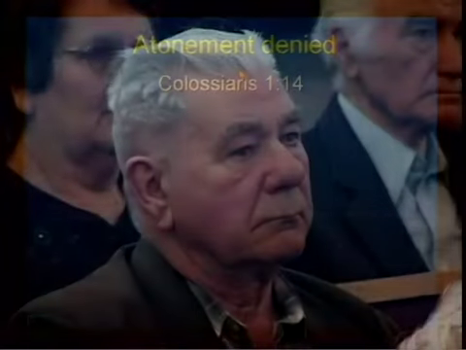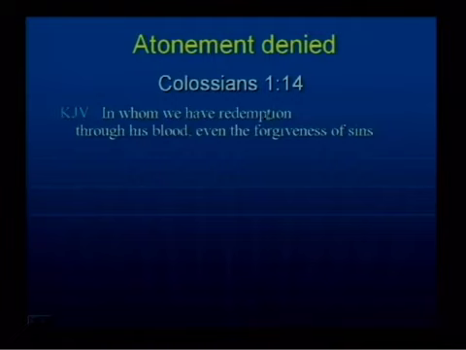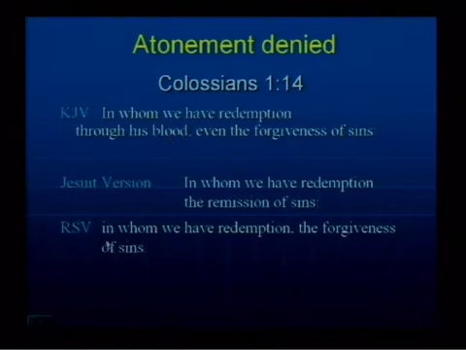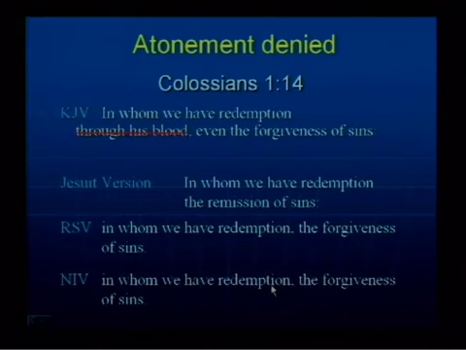Now, remember that Hort denied the atonement. They hated the doctrine that Jesus Christ died for you by the shedding of his blood. Colossians 1:14, King James: "in whom we have redemption through his blood, even the forgiveness of sins." The Jesuit version: "in whom we have redemption, the remission of sins." What's gone? Through his blood. Well, what's the RSV say? "In him we have redemption, the forgiveness of sins." Strange. And the NIV: "in whom we have redemption, the forgiveness of sins." That's the Jesuit Bible. So basically, if you read the NIV, you're reading the Jesuit Bible. Through his blood, gone.